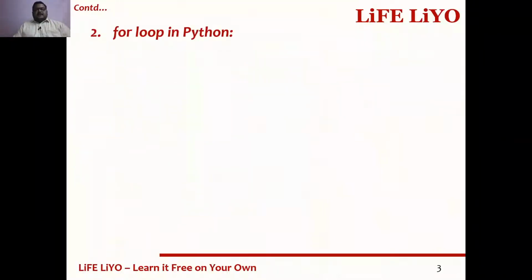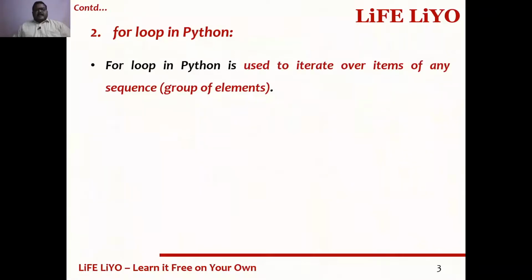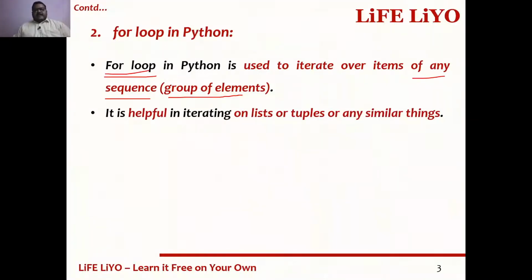What is for loop in Python? A for loop in Python is used to iterate, that is, to repeat over the items of any sequence. What is the meaning of sequence? Basically, sequential elements are nothing but lists, tuples, sets, dictionaries. So whenever we want to iterate over these types of elements, that is a group of elements, then we have to use a concept called for loop. Yes, it is helpful in iterating on lists or tuples or any similar things.